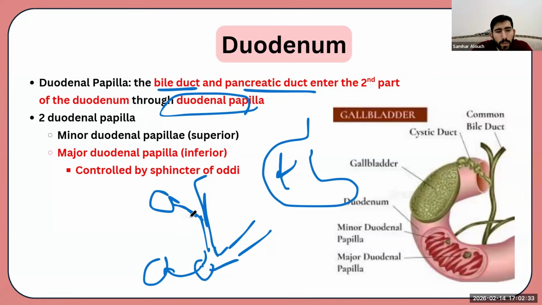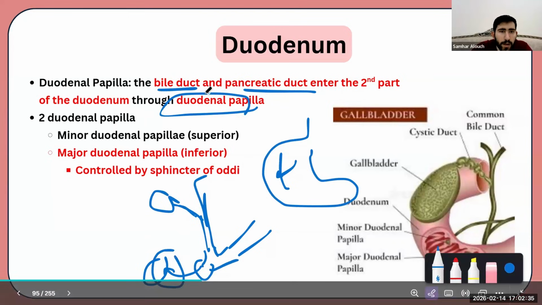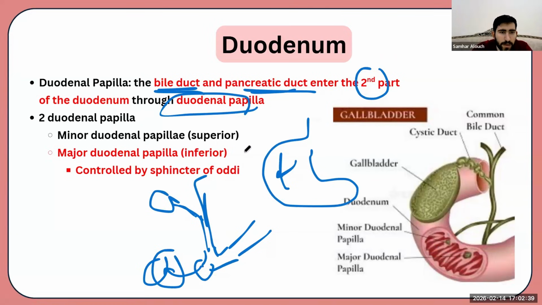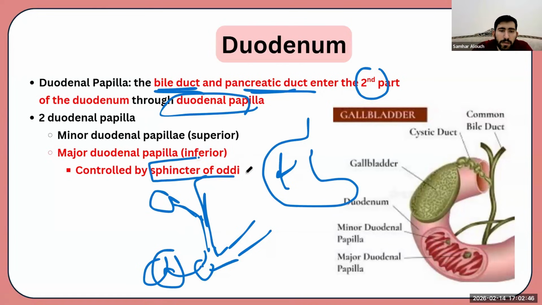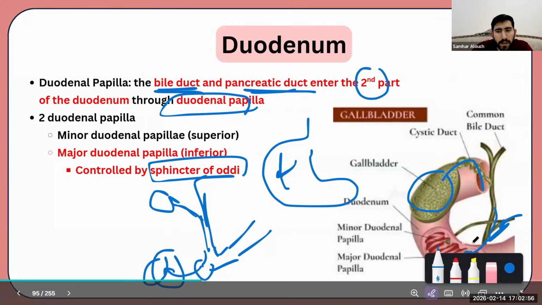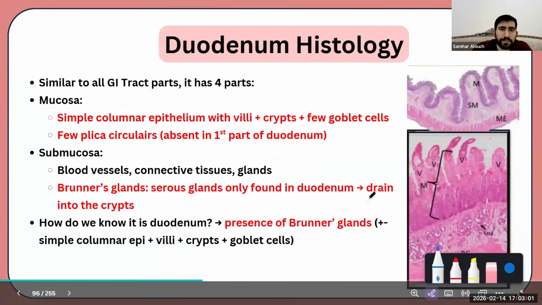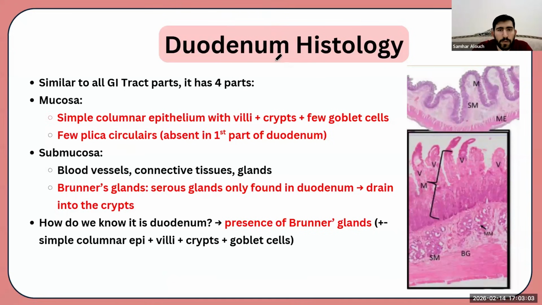So for now, we know that the duodenal papilla is the opening of both the bile duct and the pancreatic duct. Where is it? At the second part of the duodenum. But this opening, any opening, is surrounded by a sphincter. What is this sphincter? Sphincter of Oddi. So memorize these things. We have the gallbladder giving a duct, and then the pancreas will give a duct. These ducts will fuse together and open in the duodenum. Where? In the duodenal papilla. What's the name of the sphincter around it? Sphincter of Oddi. Now let's talk about the duodenum histology.